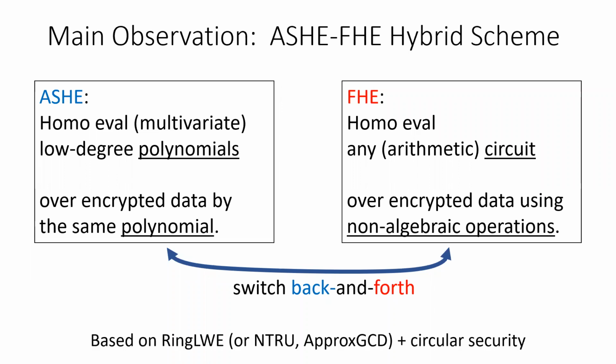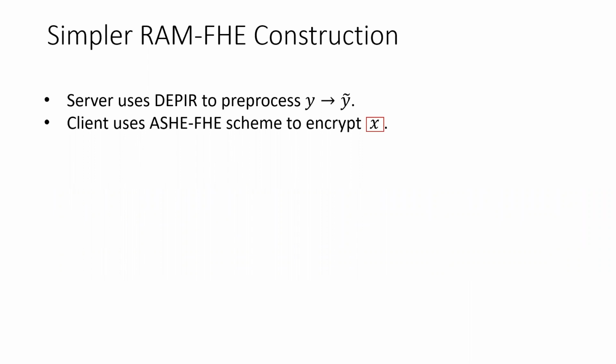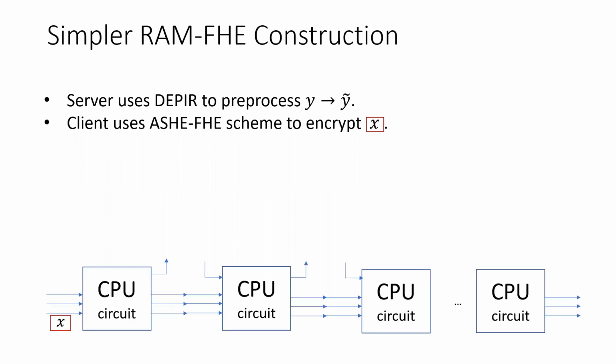And we can do this using ring LWE, the same assumption we used for ASHE, or the same assumption as approximate GCD, plus circular security, because of technical details, and also because we need that for FHE anyway. Okay, so with this hybrid scheme, going back to the picture, things are simplified a lot actually. The server preprocesses, that's the same, and then the client encrypts the private input, that's the same.